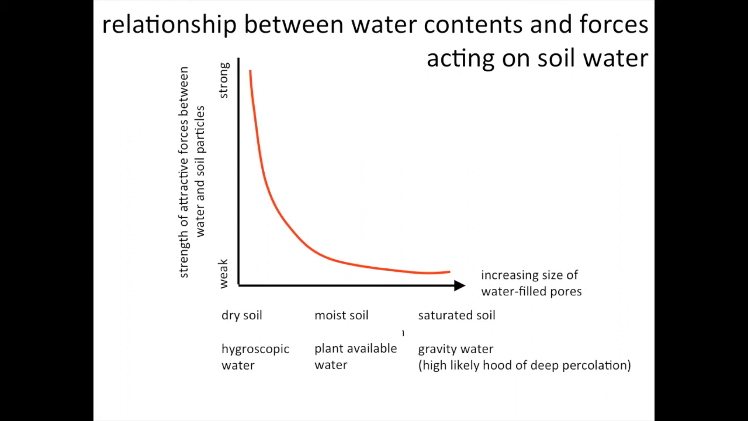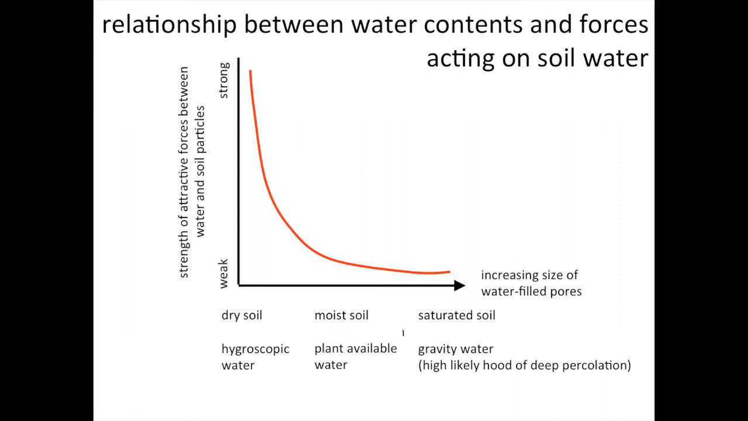Plants can still take up water at these very high water contents, but it's difficult because when the soil is saturated, we have low oxygen content in the soil, and plant roots need oxygen to survive. So prolonged periods of waterlogging in the soil aren't good for plants. They'll go into anaerobic respiration, and that will reduce their growth rate.